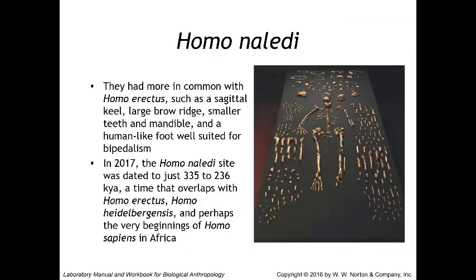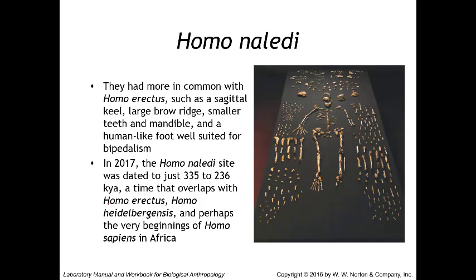So Homo naledi had more in common with Homo erectus, like the sagittal keel, large brow ridge, smaller teeth, mandible, and a human-like foot, well suited for bipedalism. In 2017, the Homo naledi site was dated to just 335 to 236,000 years ago, which is a time that overlaps with Homo erectus, Homo heidelbergensis, and possibly the very beginnings of Homo sapiens in Africa. So what this date range suggests is that the Homo genus included several contemporaneous species up until very recently.